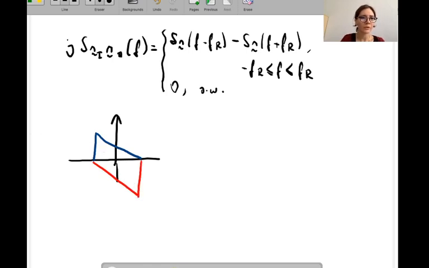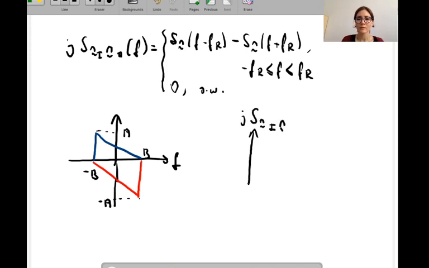And let's complete our picture. So this is f, this is minus b, this is b, the value here is a, and the value here is minus a. So doing this subtraction, you get, so it's more convenient to write this as j times the spectrum, because otherwise you would be drawing something complex, which is also possible to do if you can represent it somehow. All right, so the blue curve minus the red curve.